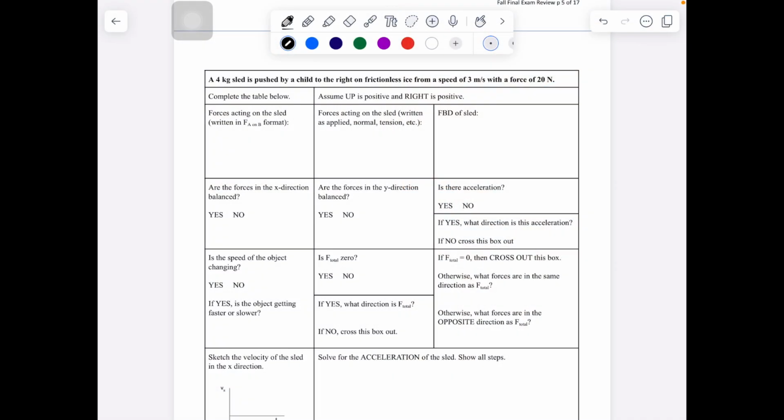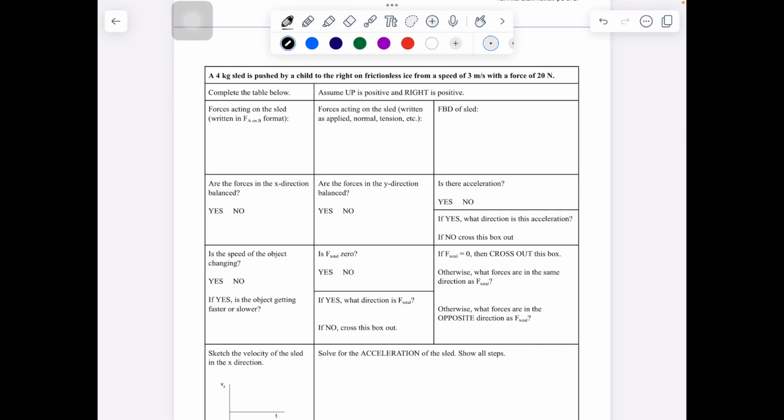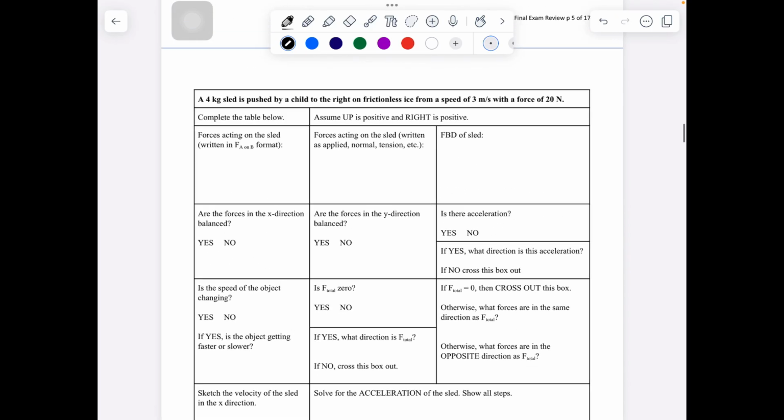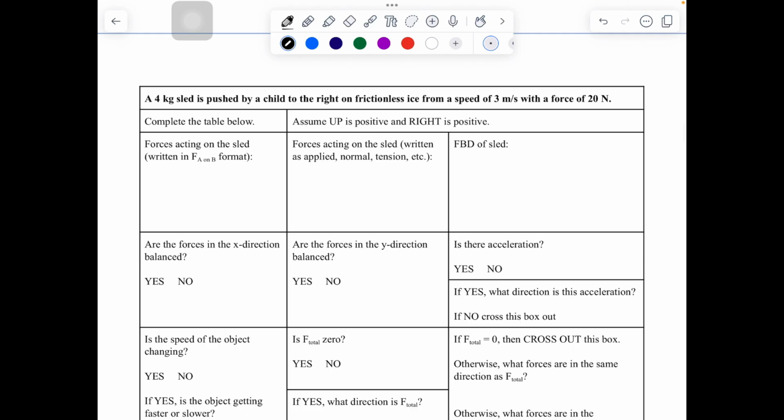Alright. A 4 kilogram sled is pushed by a child to the right on frictionless ice from a speed of 3 meters per second with a force of 20 newtons. Alright, we got a lot of stuff to take care of. Complete the table below. Forces acting on the sled, written in FA on B format.